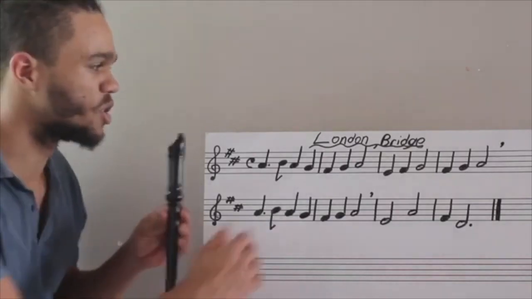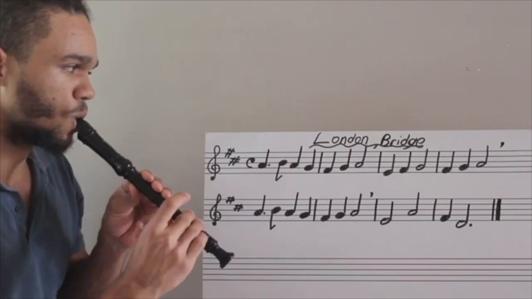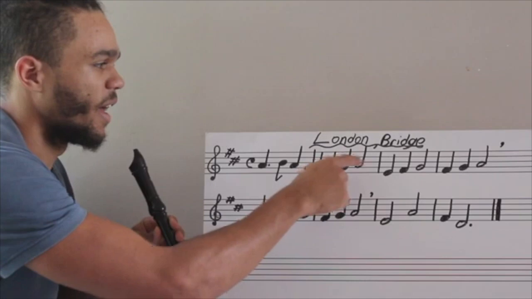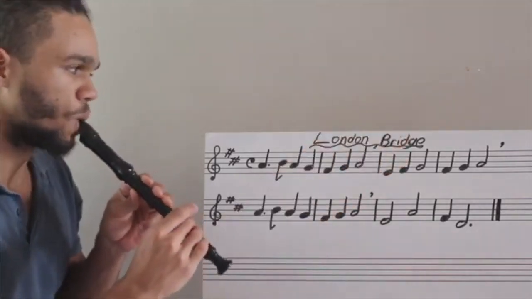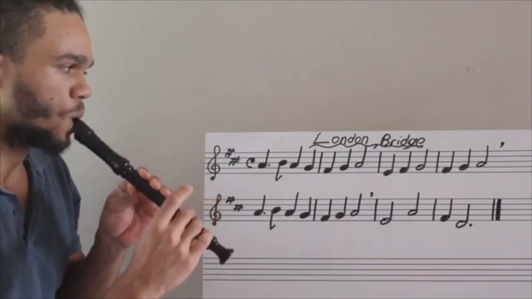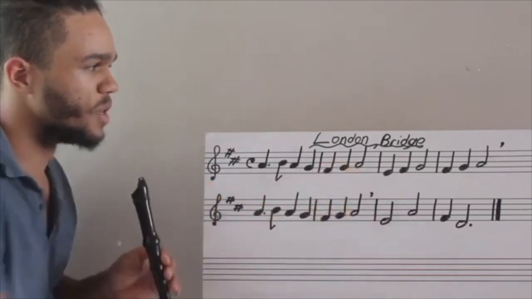Let's start with our F sharp to our G. F sharp, G. 3, go. Then the A. So let's go F sharp, G, A. We're just climbing up as we go. 3, go. Remember that A is for 2 beats.